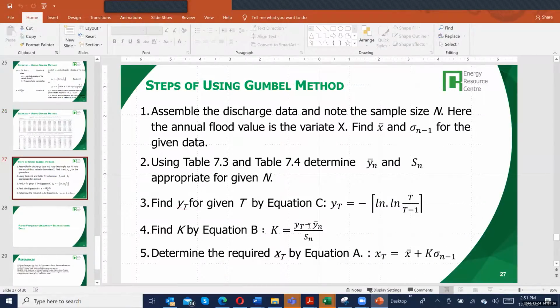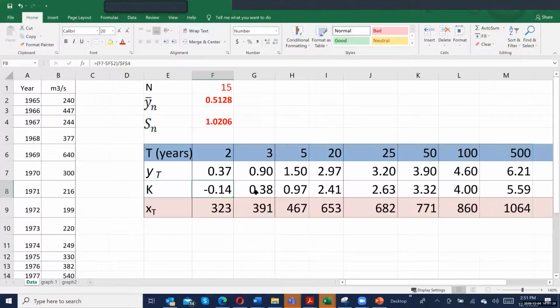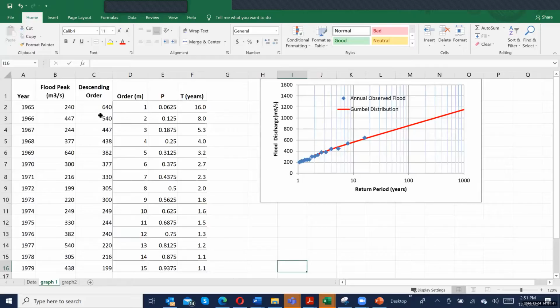Based on this k value, which is based on yt minus y dash n over Sn, you get the k value. I think maybe I'm going a little fast, but you'll be able to get this value. And based on this, a 2-year return period would be 320, and 3-year return period is 390. So basically, now what you do is this is the peak.